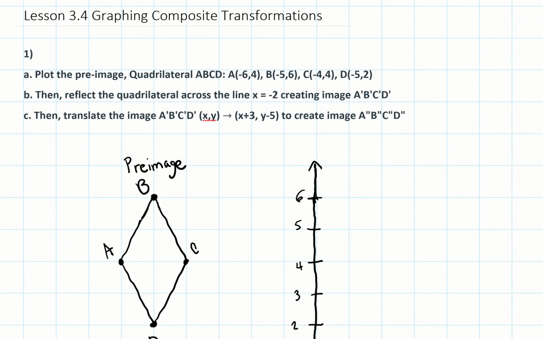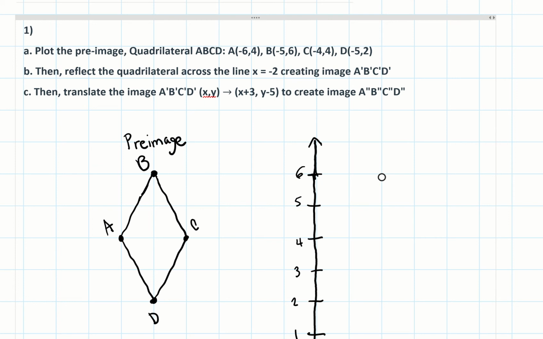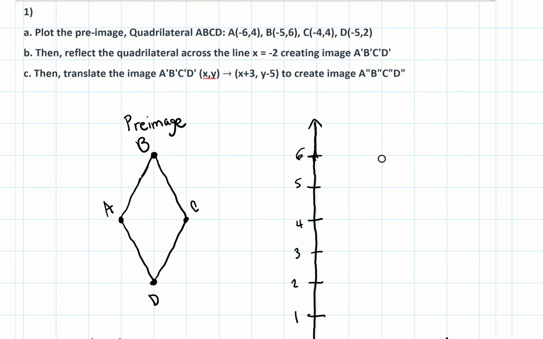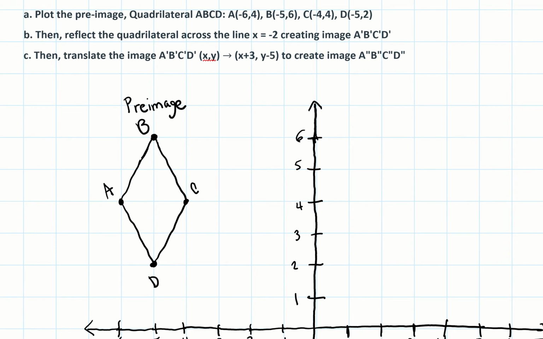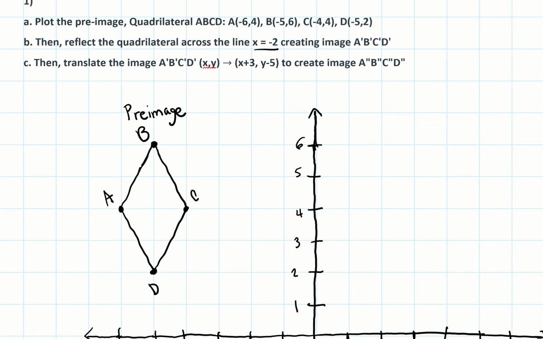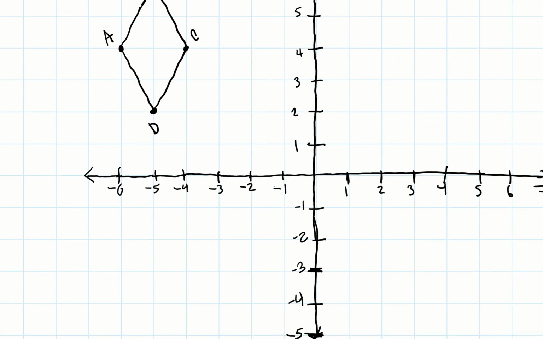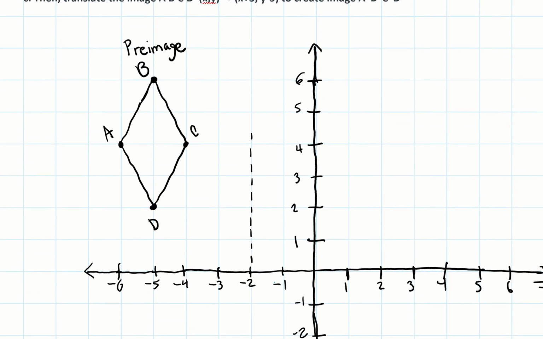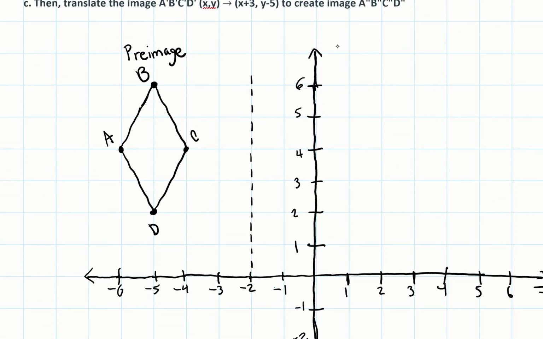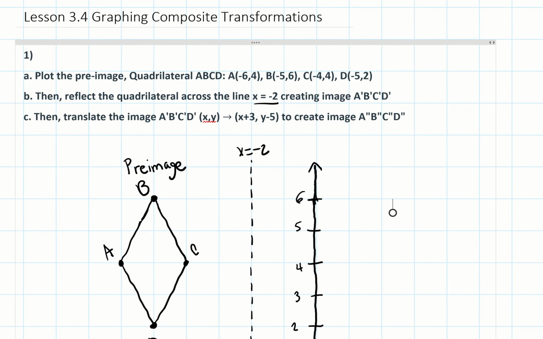And next we're going to transform it. We're going to reflect it across the line x equals negative 2, creating the image A prime, B prime, C prime, D prime. So we have x equals negative 2 as a vertical line. We're going to draw a vertical line through x equals negative 2, like this. All right, and that's my line x equals negative 2. So we're going to flip this, or reflect it, about that line.